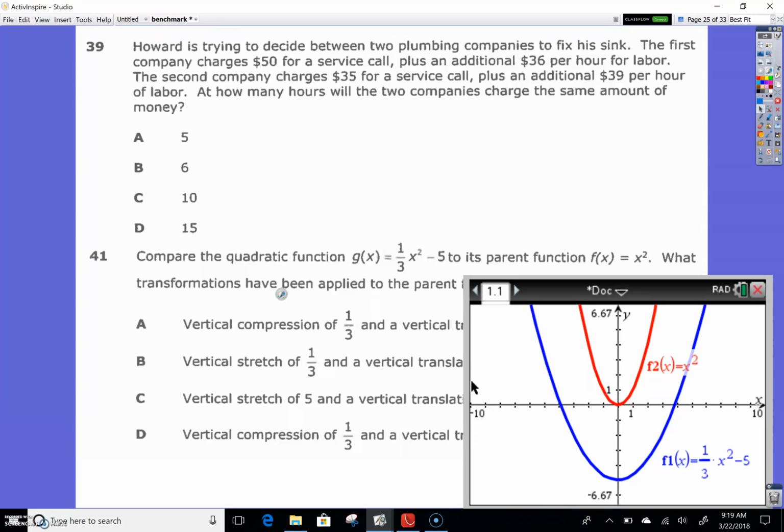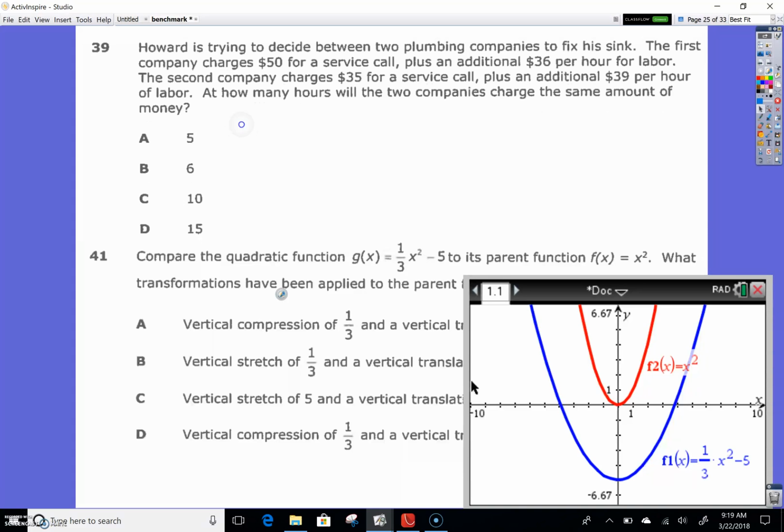So the first thing we need to do is, if you look at it, it's like two different problems. So we're going to write down two different equations. We're going to have one for the charge for the first company, one for the second company. So for the first company, I'm going to just say y is equal to charge.